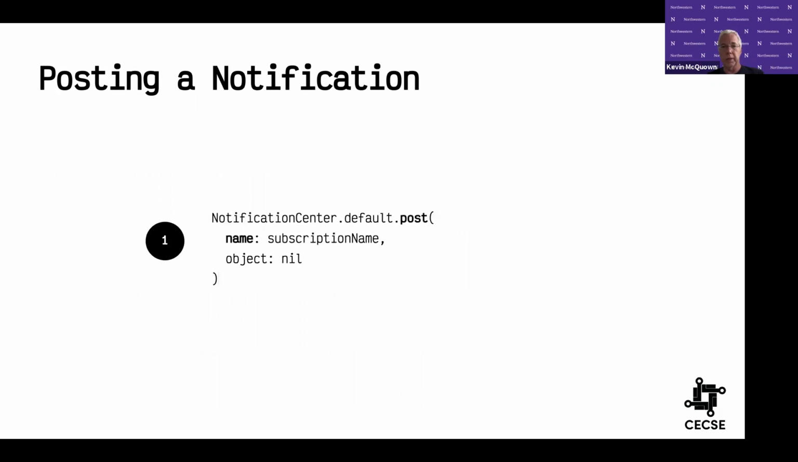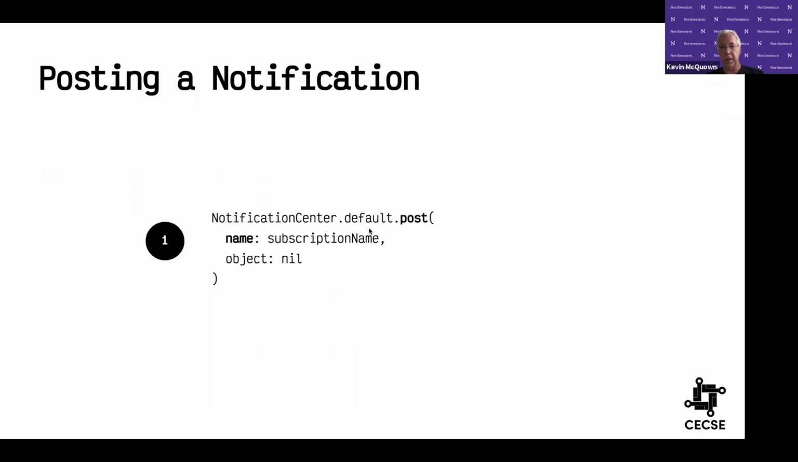So now we've subscribed, how do we post a notification? Posting is super simple. You're literally going to call the notification center again, except now you say .post. You post the message, and then you give it that subscription name again. And we didn't pass any objects, so we put nil there. As soon as you call that post, all those subscribers are going to get called at the same time.